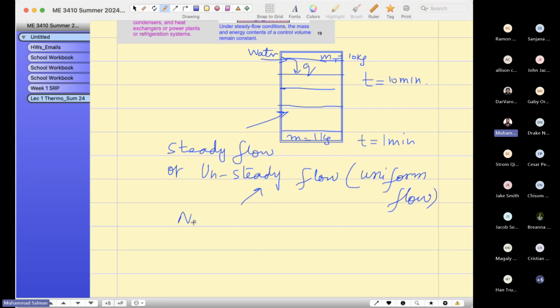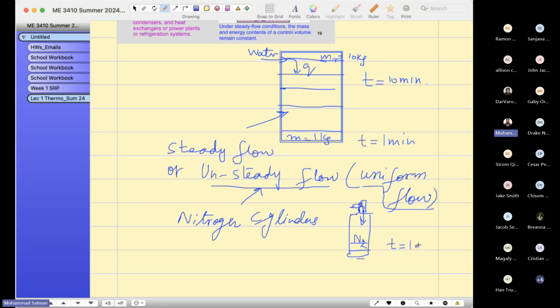Like, have you seen some nitrogen cylinders? If you have seen some gas cylinders or nitrogen cylinders, so what happens? Initially they are empty, but then they are filled by a certain valve system, so the nitrogen gas enters the system. So a uniform flow, this is also known as unsteady flow or uniform flow. Uniform flow means that at a certain time, for example, time 1 minute, temperature is uniformly distributed. So this we will study more when you come to that level.